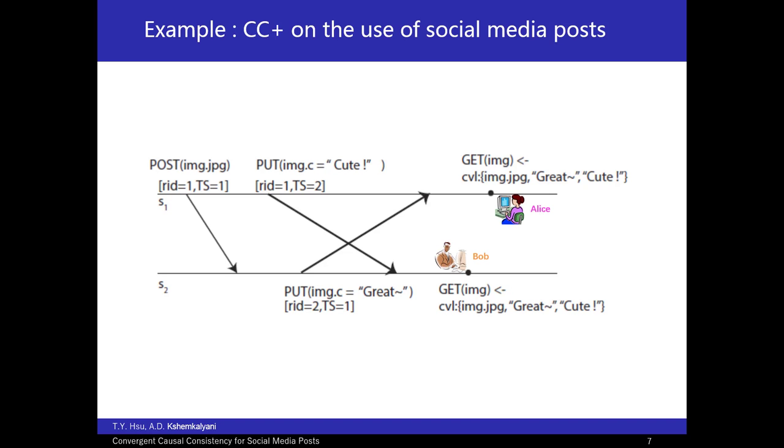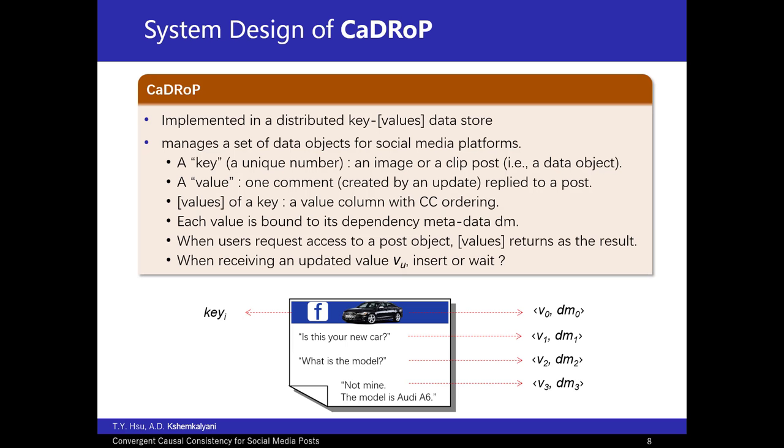When an image is posted on site 1 and then replicated to site 2, later, different replying comments corresponding to this image are concurrently issued on different sites and replicated to site 1 and site 2 respectively. Afterwards, when two users, Alice and Bob, have access to this image post from the different sites, they can observe the same order of the comments under this image post.